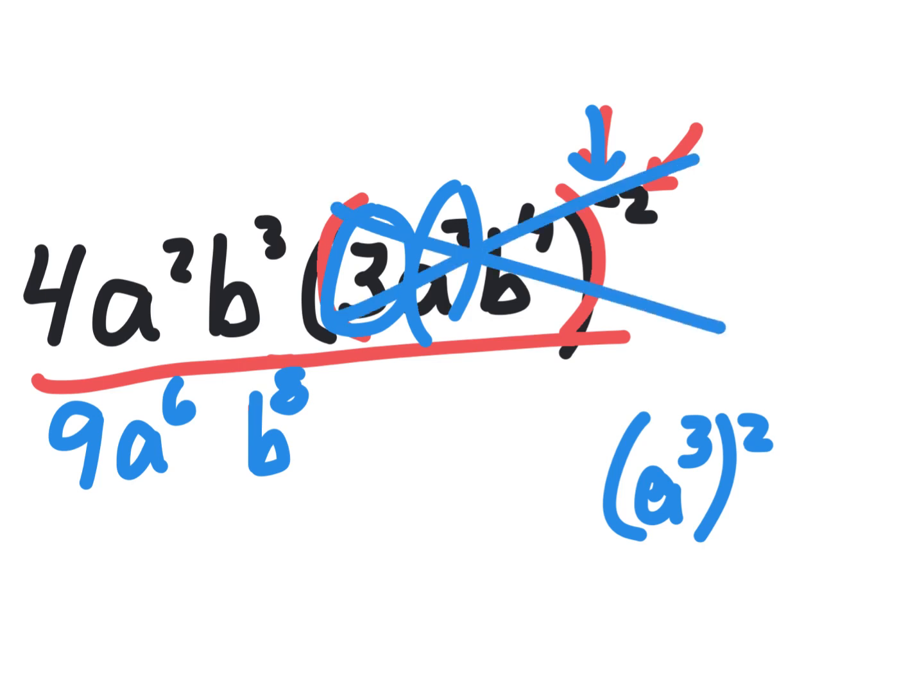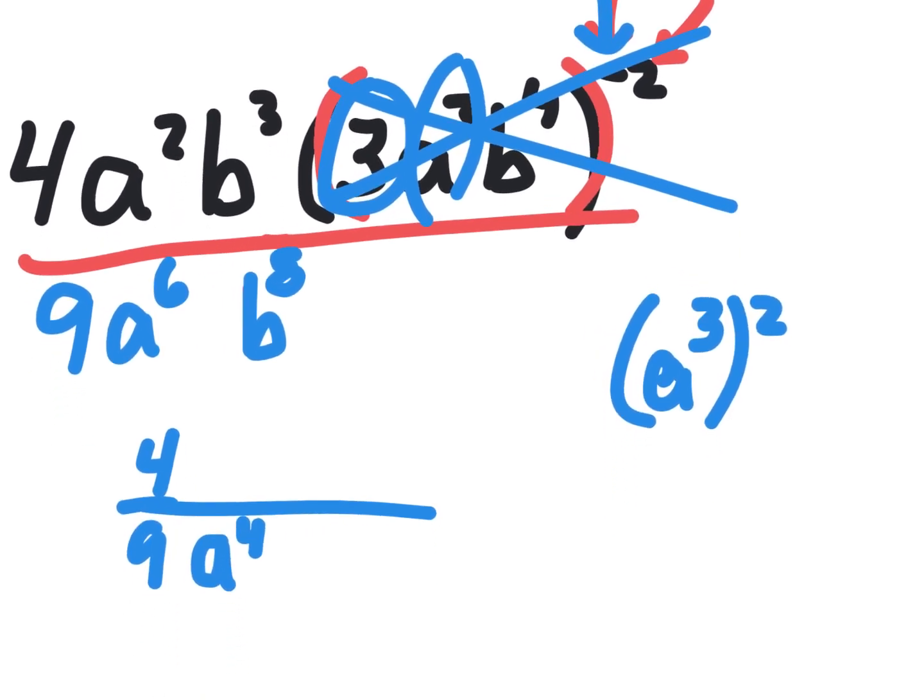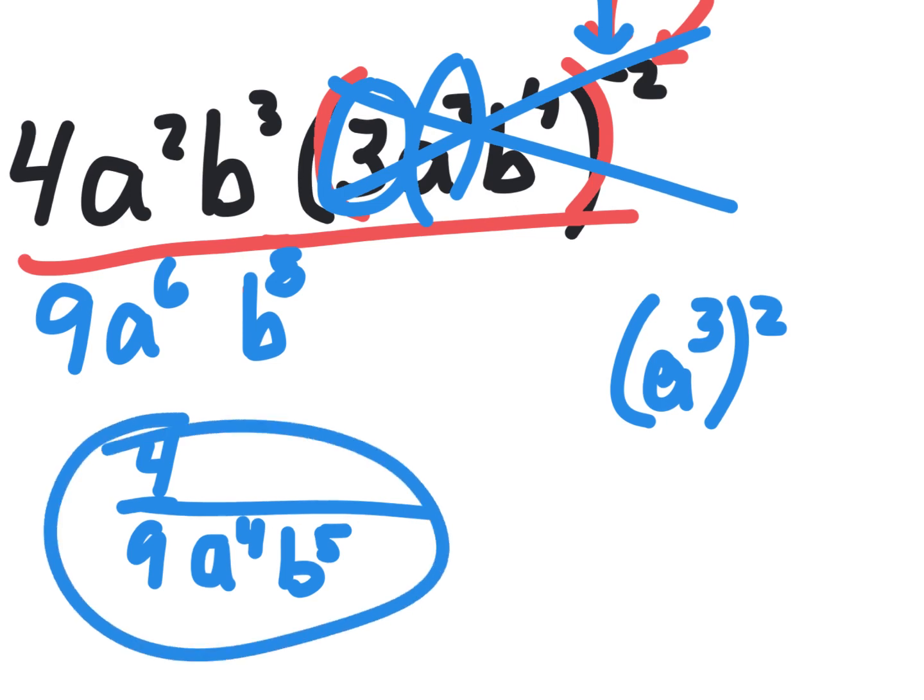And now I have to simplify it. Well, 4/9 can't be simplified because there's no common factors there. But the a to the 2nd on top and the a to the 6th leaves an a to the 4th on the bottom and a b to the 5th on the bottom. Raise your hand if you had the same thing as me. Okay, awesome. All right, so that's one of the most missed questions.